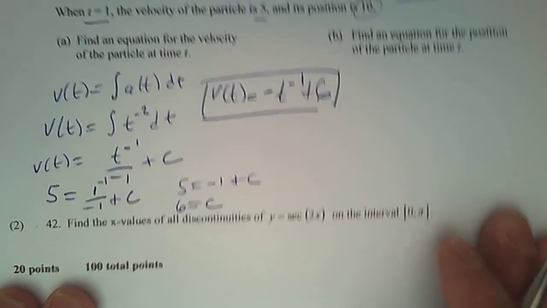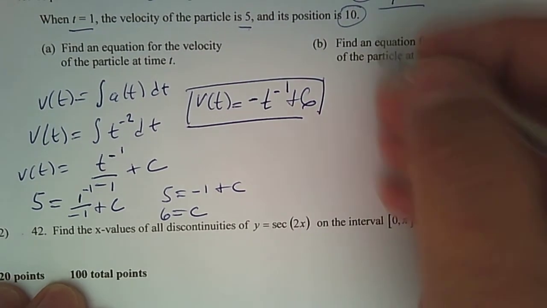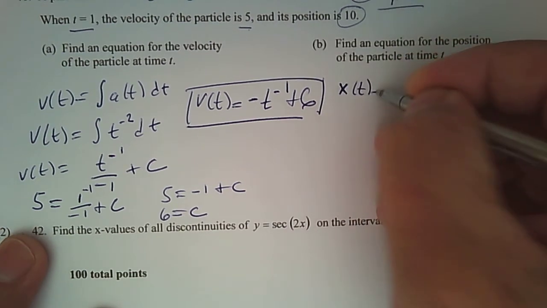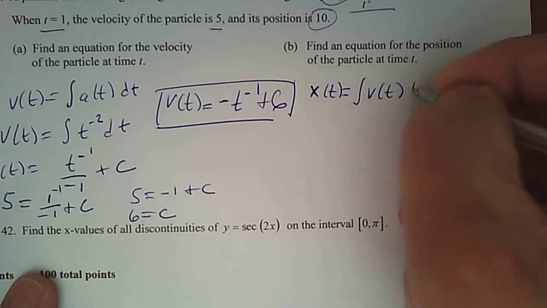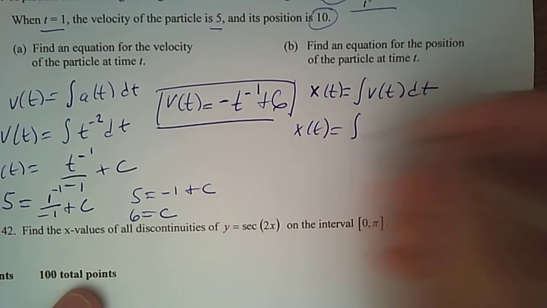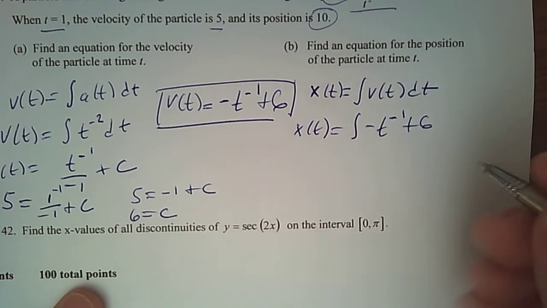All right, part B, what does it ask? Find an equation for the position. So we'll use the letter x or s for that. So I'll use x for that. So the position of the particle would be the integration of the velocity. So how would I integrate the velocity? I have negative t to the negative 1 plus 6.